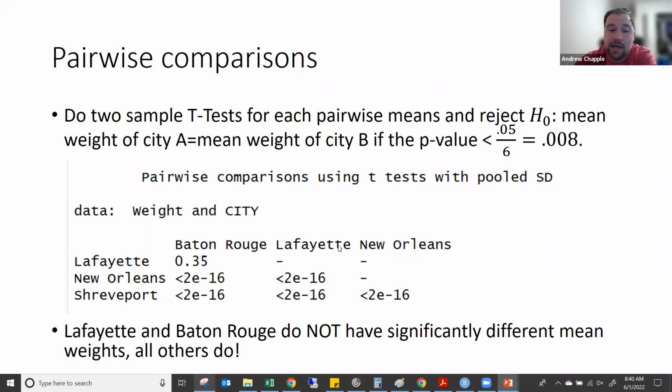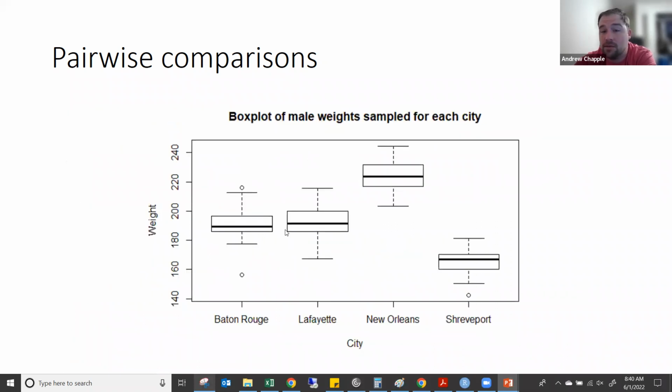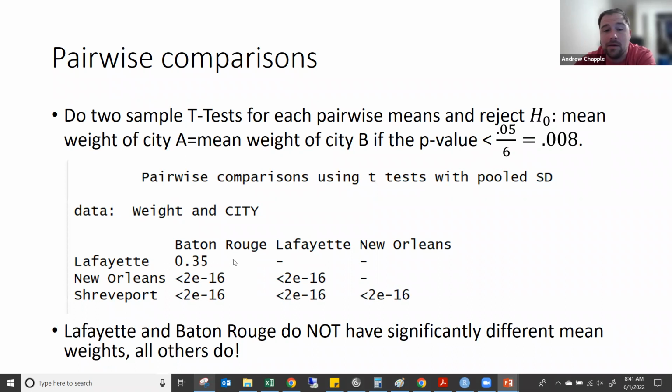And if I go look at the data points here, I can see that for Baton Rouge and Lafayette, this p-value is pretty big, right? So I don't reject the null that Baton Rouge and Lafayette have different mean weights. You can see that here too, graphically. But the rest of them, I will reject the null. So New Orleans has significantly higher mean weights than Baton Rouge, Lafayette, and Shreveport. And Shreveport has significantly lower weights than Baton Rouge and Lafayette. That's how you read this.